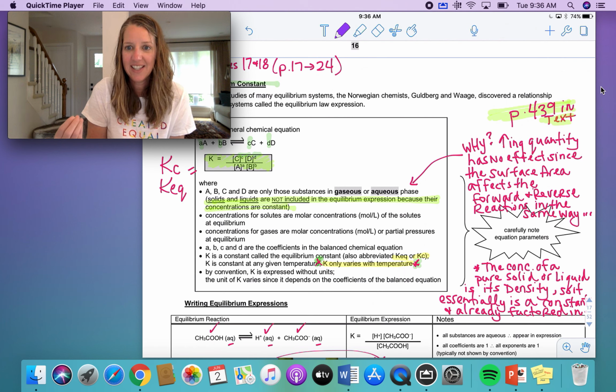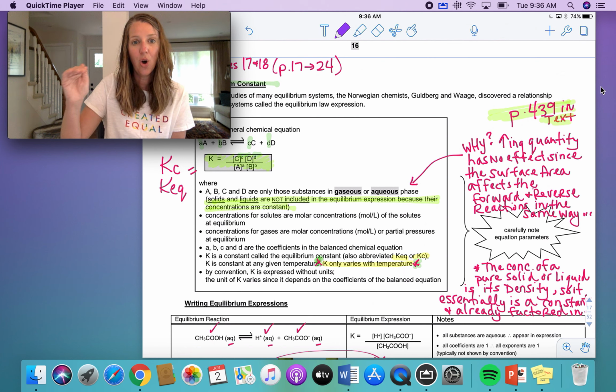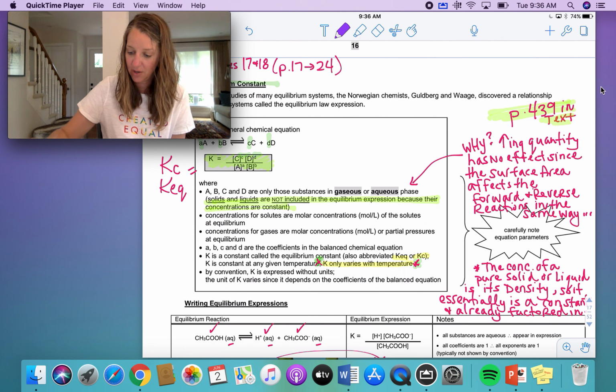Because then it's the surface area and it affects it both ways at the same rate. And so then it's kind of like adding a catalyst again, right? Like it doesn't shift the equilibrium constant, okay? So that's why when you're looking at the states in your expression, you only put in the values that are aqueous or gaseous state, okay? And it's always the concentration of the products over the concentration of the reactants.